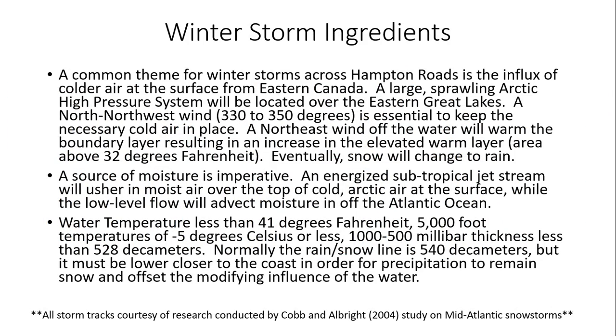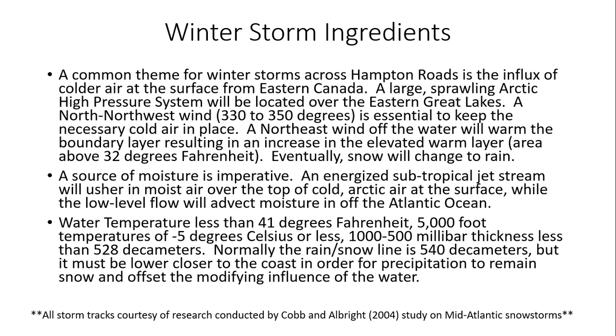All right, so a common theme for winter storms across Hampton Roads, first, is the influx of colder Arctic air at the surface from eastern Canada. That's when you need that large, sprawling Arctic high-pressure system to be to the northwest of the area, generally anchored over the eastern Great Lakes. A clockwise flow around that Arctic high-pressure system will direct much colder air from eastern Canada straight from the north into the area. So we generally like to see a north to northwest wind for snow events in the area, generally from 330 to 350 degrees. That's essential to keep that necessary cold air in place.